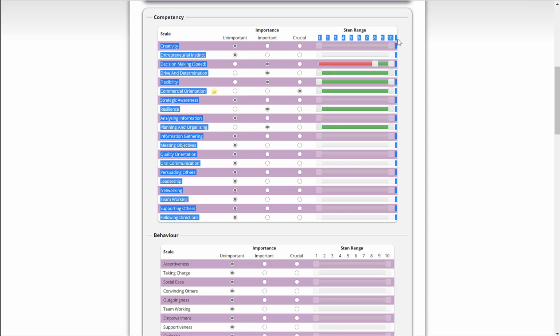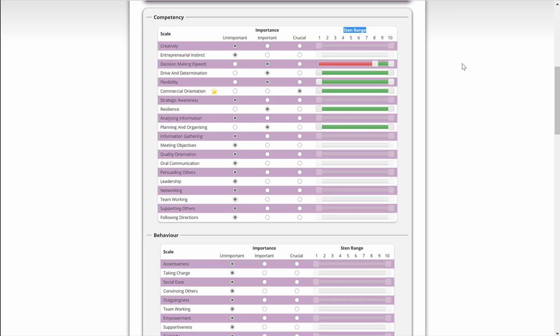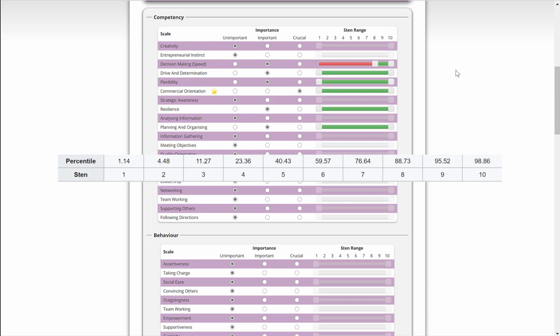But what you must also keep in mind is that these numbers 1 to 10 represent a STEN range, and so there's a certain percentage of individuals that fall under each of these numbers. For example, if you set this way up here in 10, so if you said decision-making speed is so important, you're only willing to accept those people that score 10 as an ideal match, you are targeting only about 2% of people that would be applying for your role.